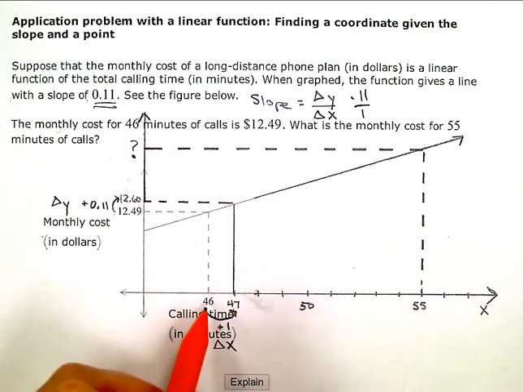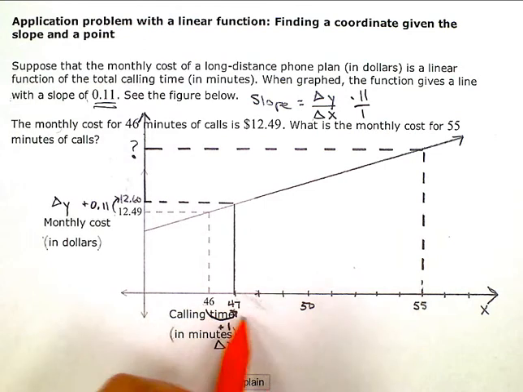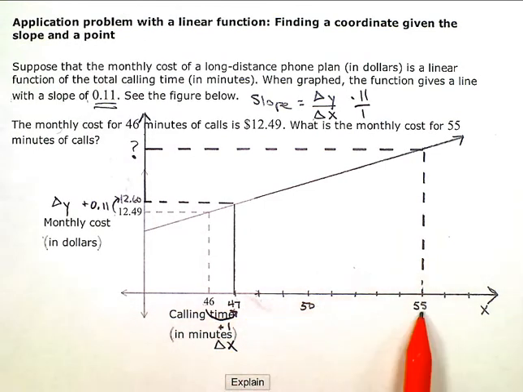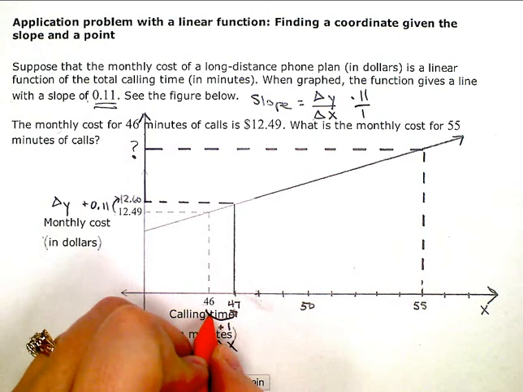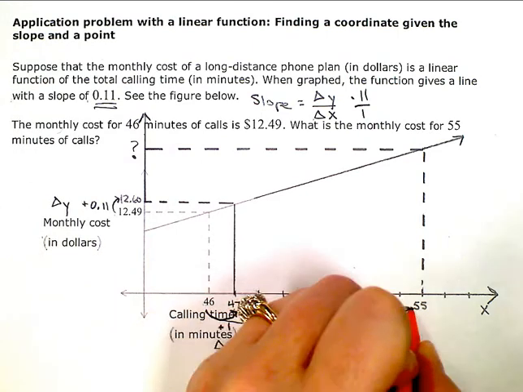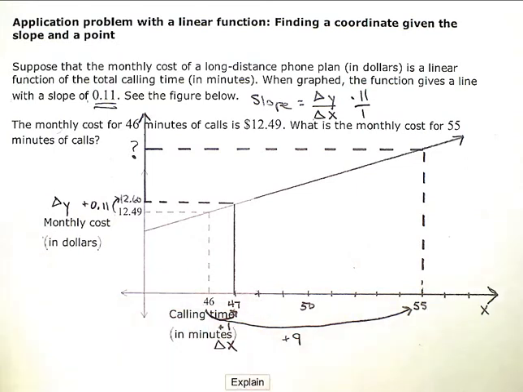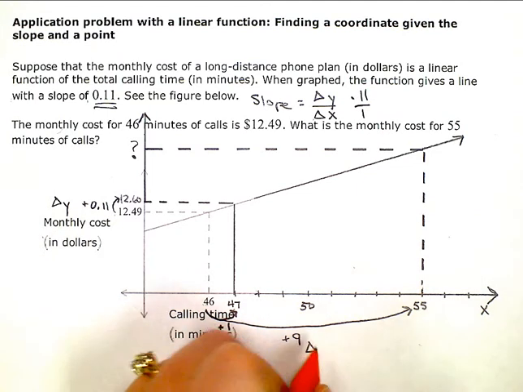Now we just need to count how many times am I going to do this, right? So 46 to 47, 48, 49, 50, 51, 52, 53, 54, 55, right? If my x is going to change by 9, so this time to go from there to there, we're adding 9. Okay, and that's my change in x.